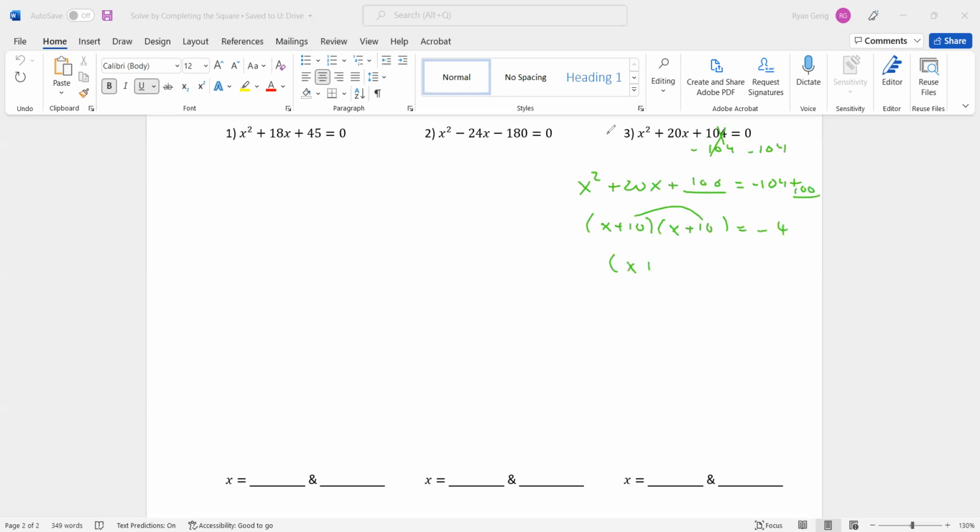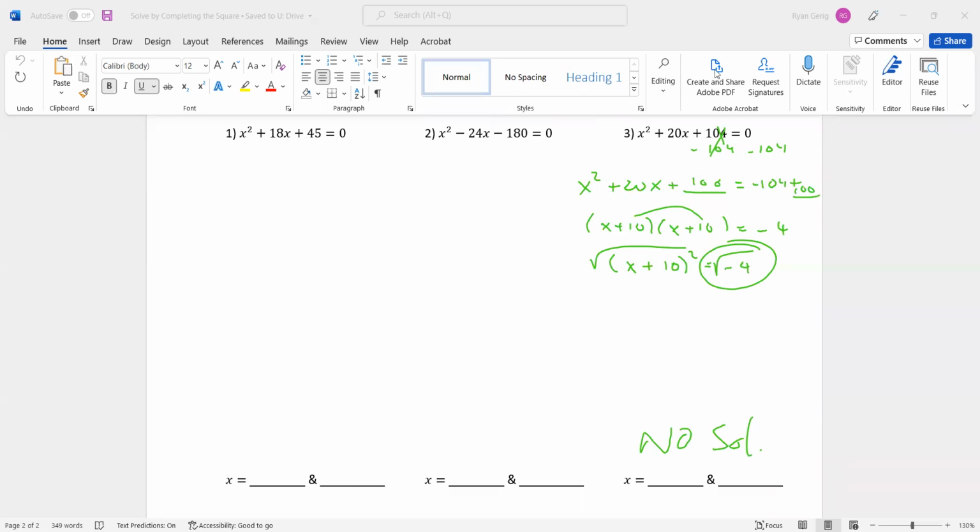I get x plus 10 squared equals negative 4. Square root. Can't take the square root of both sides of a negative. So my answer here is no solutions. Okay, it's still possible. Again, it's a quadratic, which makes a parabola. There are times when this parabola is not going to cross the x-axis, and this is one of those times. That's how it looks with completing the square.